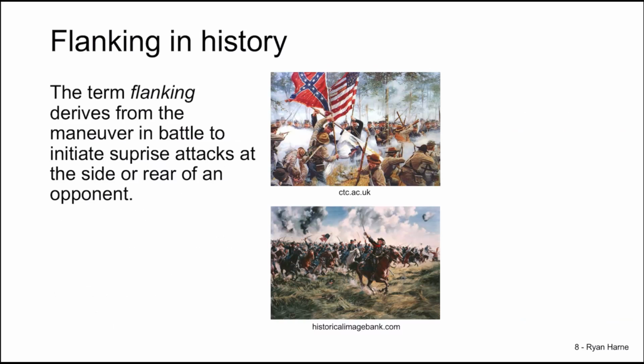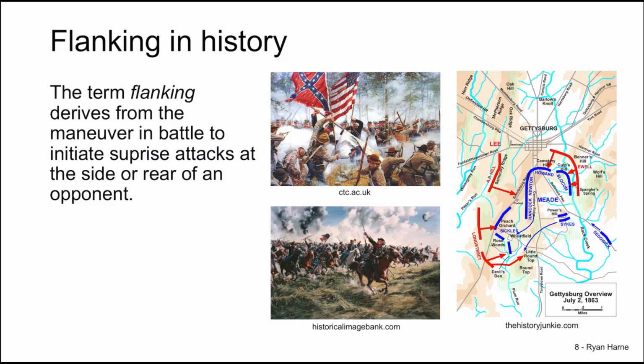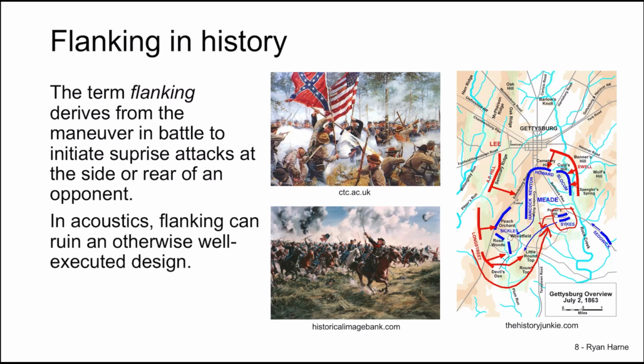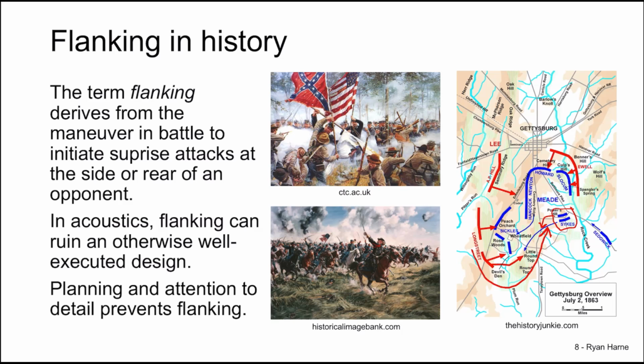In fact, the term flanking derives from the maneuver in battle to initiate surprise attacks at the side or rear of an opponent. Flanking maneuvers were often conducted with horse-riding cavalry soldiers. These would attack around the side of the main front. So take, for instance, one example in the American Civil War at Gettysburg. Longstreet's force flanked Meade's rear. Sykes, the cavalry for the Union soldiers, responded. This is a very common maneuver in a lot of historical battles, but in acoustics, flanking can ruin an otherwise very well executed design. Planning and attention to detail will prevent flanking and help ensure that our designs help eliminate weak links in the transmission path.